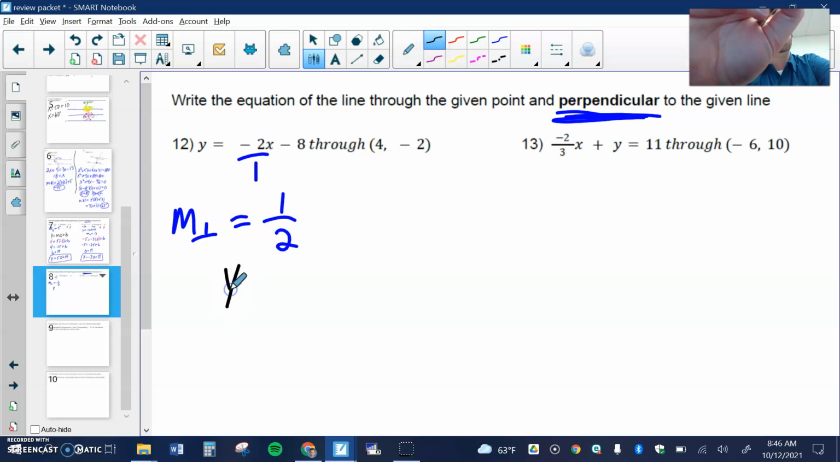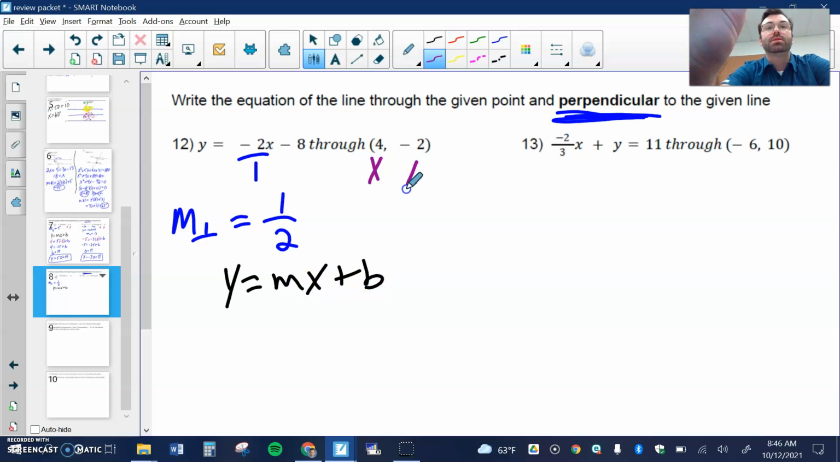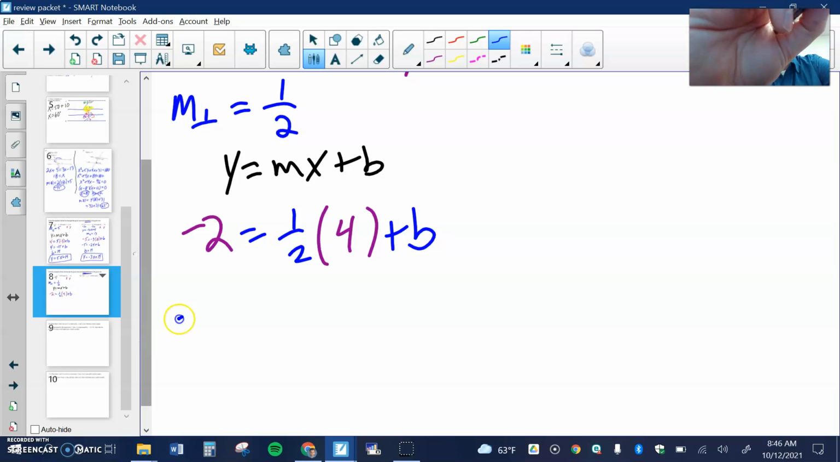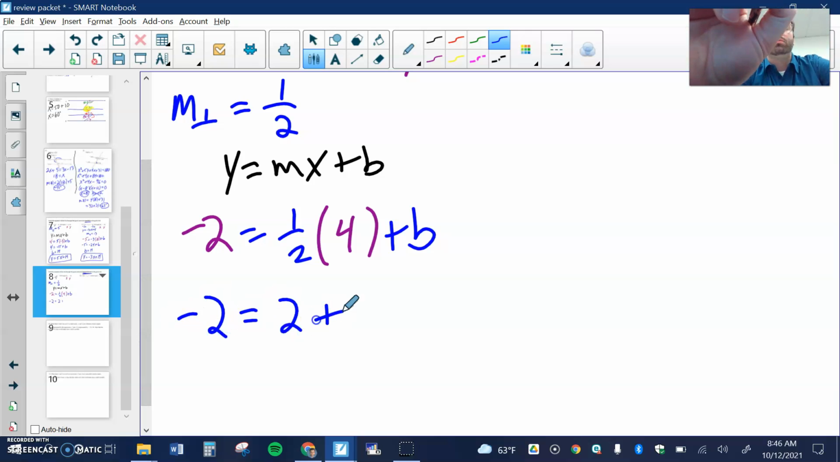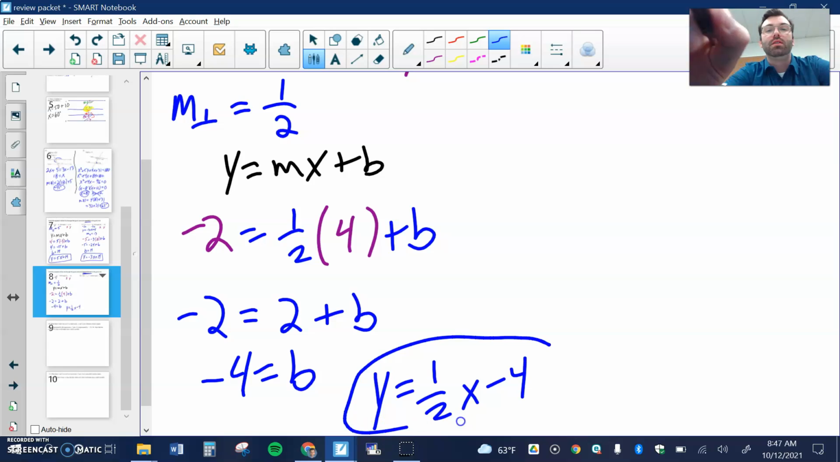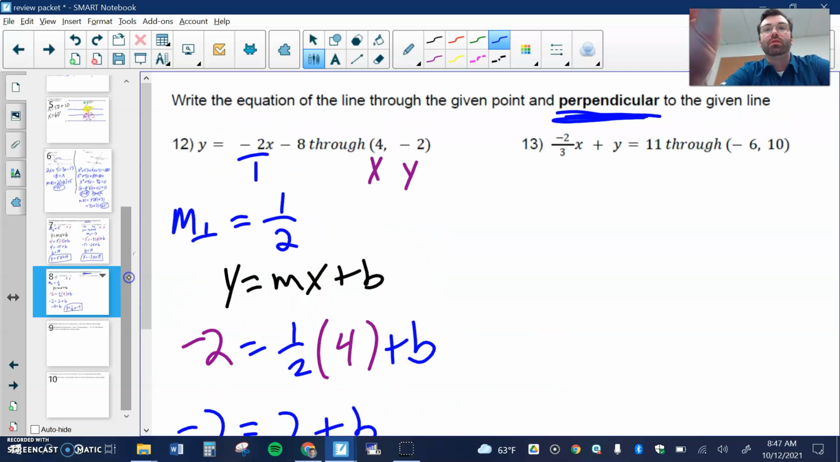So again, I'm going to bring back this equation, y equals mx plus b, and follow the same process. x, y: negative 2, and then x was 4. 1/2 is m, and I'm trying to find my b value. Negative 2 equals 2 plus b. Subtract 2, negative 4 equals b. Write my equation, y equals 1/2 x minus 4. Or you could have said plus negative 4 if you want to.